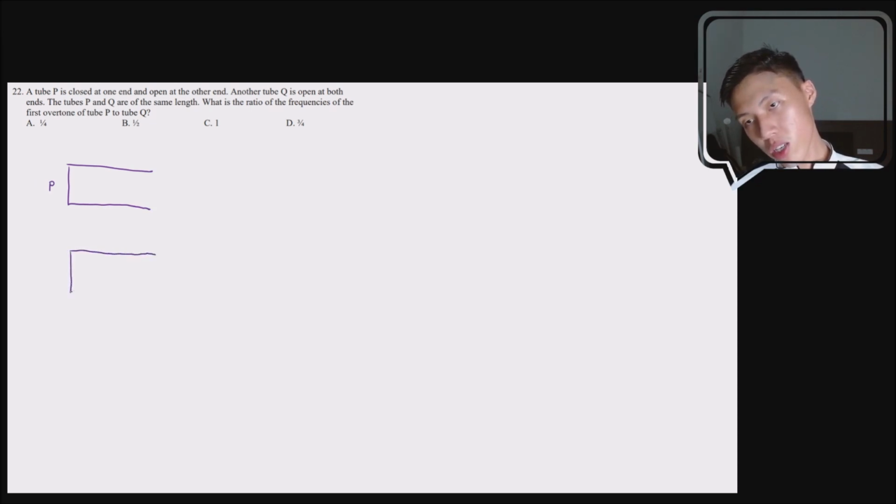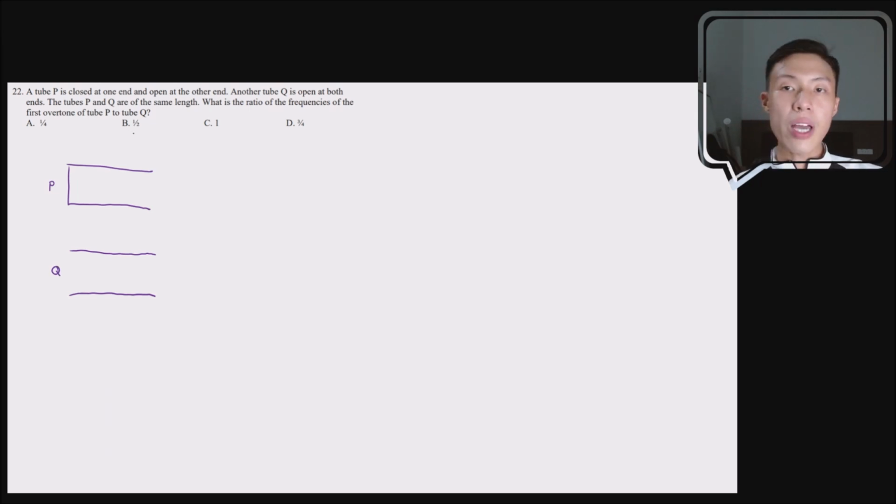So the first tube here will be tube P. It's a closed pipe. Another tube here will be tube Q. We know that they are the same length, so we try to match the length for the two pipes. This one should be open, open at both ends. That's the property of Q.